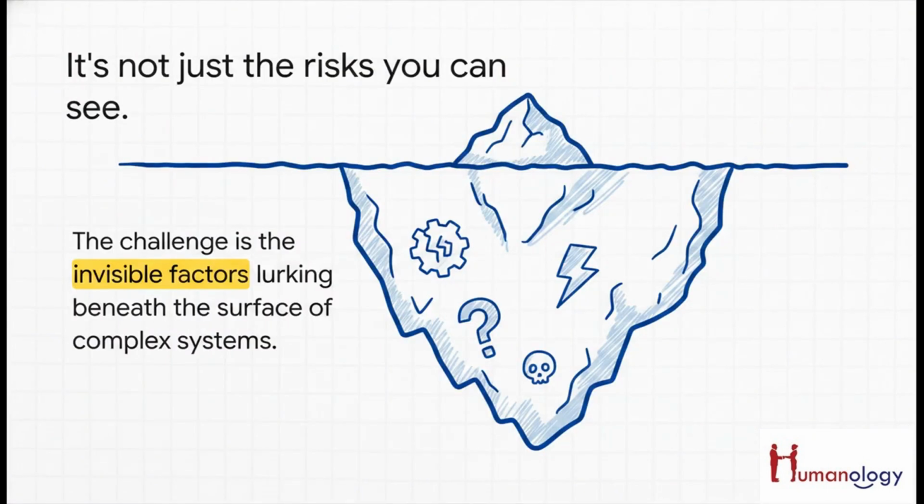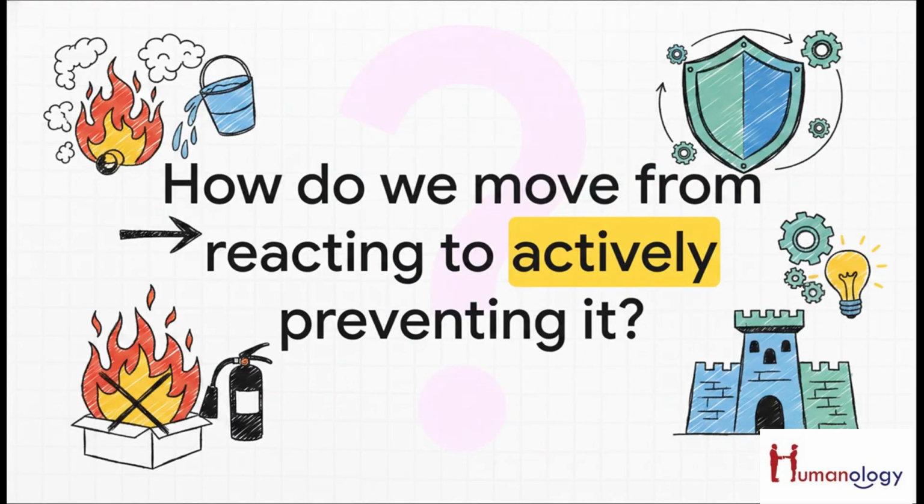And that, right there, brings us to the real problem. It's not just about the risks you can see coming, it's the invisible ones, right? The sneaky factors lurking just beneath the surface that can trip you up when you least expect it. So here's the million-dollar question, isn't it? How do we make that fundamental shift? How do we stop just firefighting all the time and actually start fireproofing? Move from being reactive to being truly actively preventive.